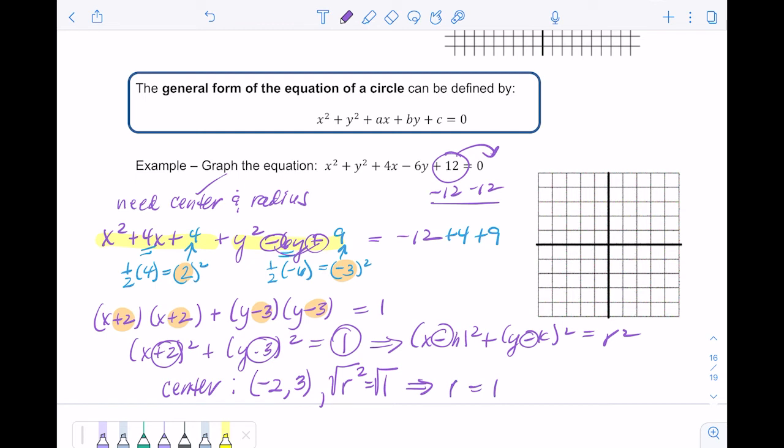So to graph this, I'm going to plot my center, which would be (negative 2, 3). So here's the x-axis, here's the y-axis. I'm going to go left 2, and I'm going to go up 3. And then I'm going to go 1 up, down, right, and left. So put a dot, 1 up, down, right, left. And draw your circle.